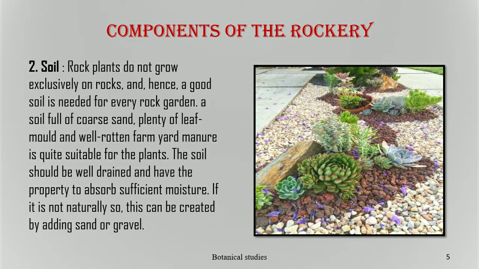Second, soil. Rock plants do not grow extensively on rocks, and hence a good soil is needed for every rock garden. A soil full of coarse sand, plenty of leaf mold, and well-rotten farmyard manure is quite suitable for the plants. The soil should be well drained and have the property to absorb sufficient moisture. If it is not naturally so, this can be created by adding sand or gravel.